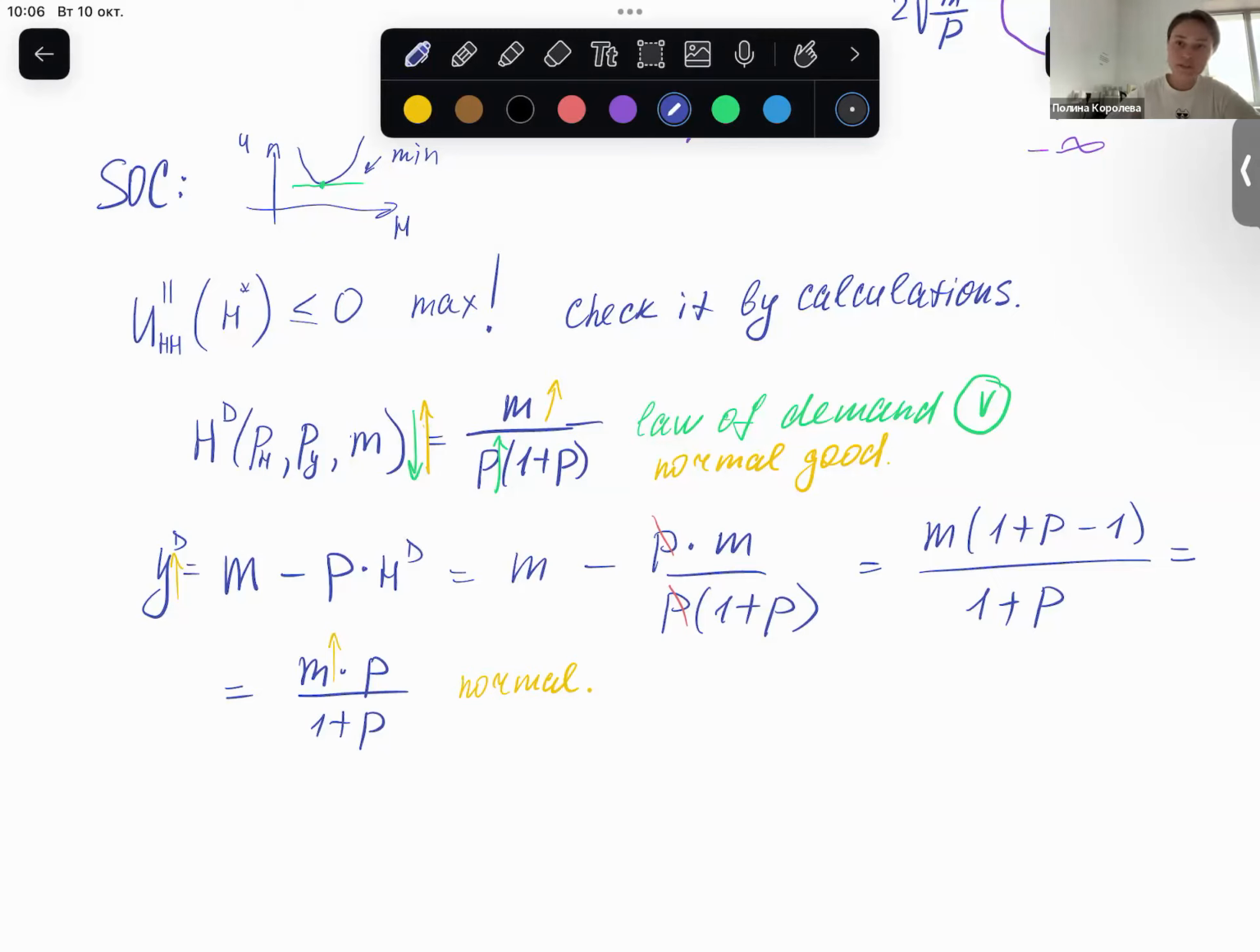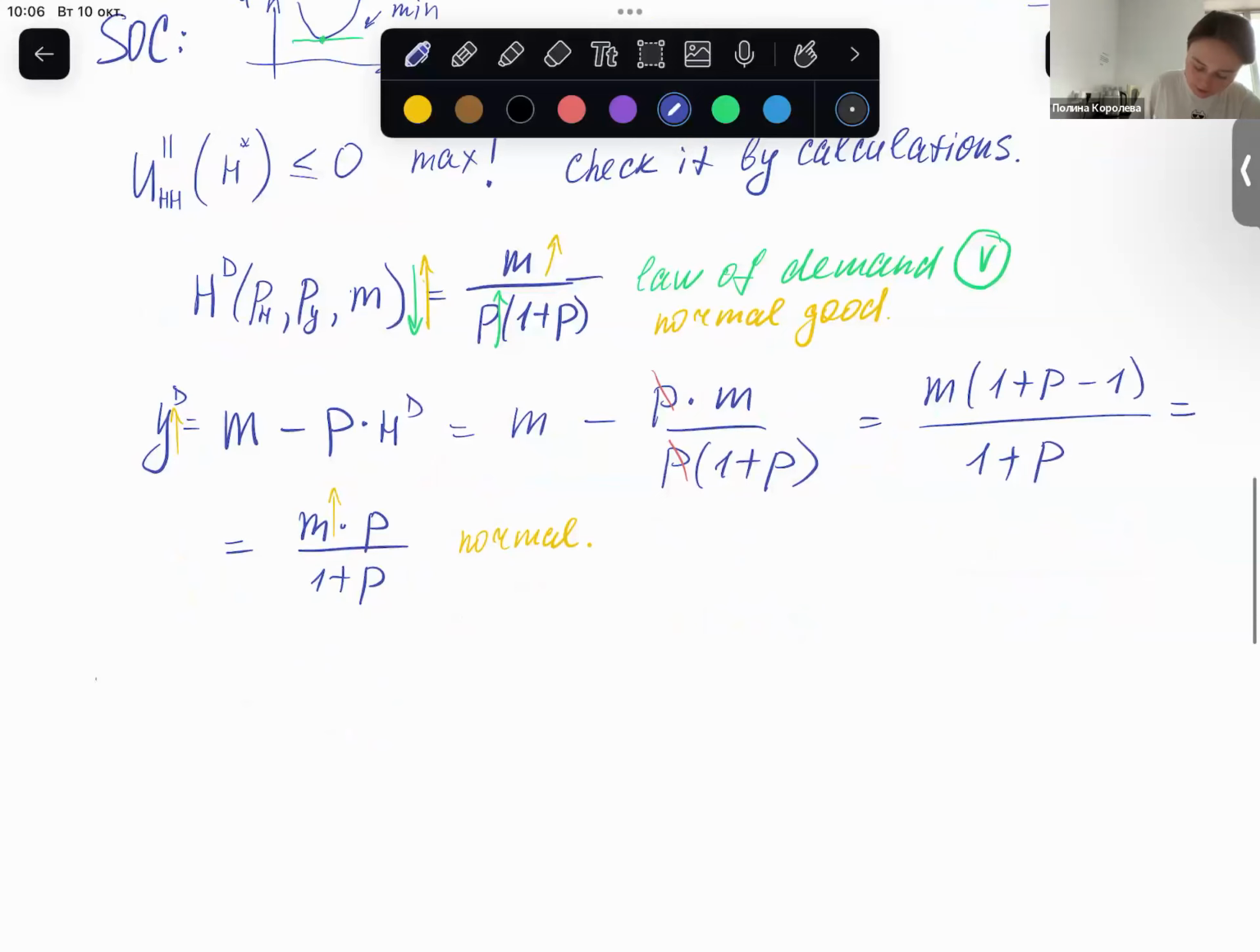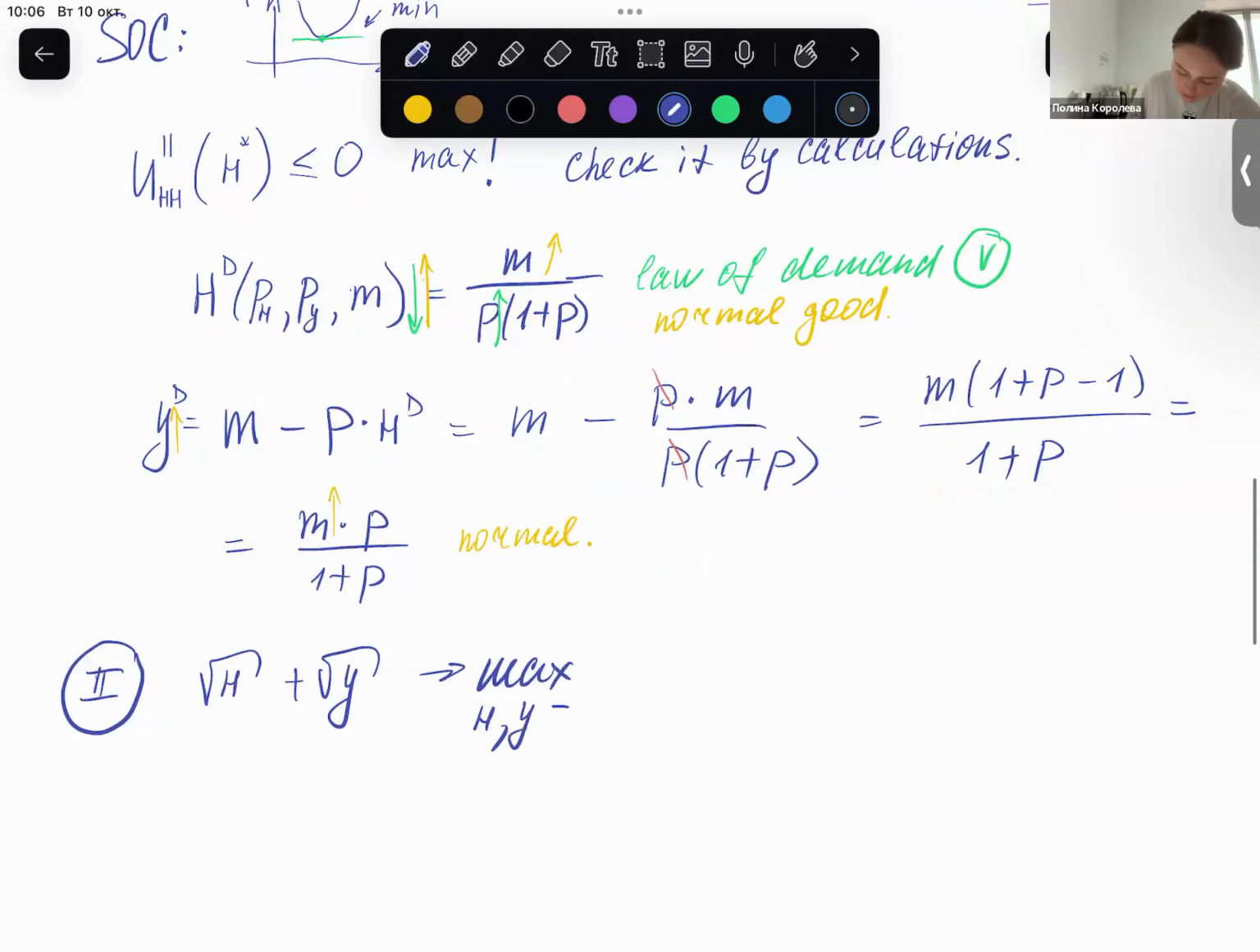But in the previous class, we considered the second way by using economic theory. So let us consider the second way how to solve this utility maximization program. Let's write down one more time. Plus square root out of y, we should maximize by choosing two variables, h and y greater or equal than 0, subject to budget constraint.